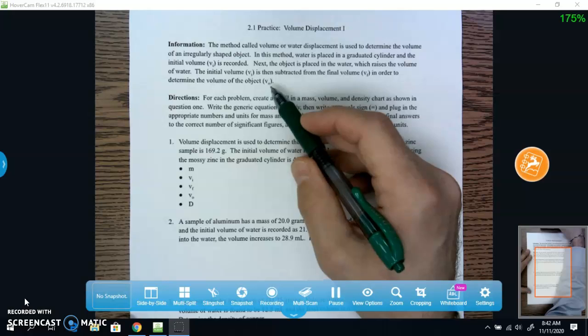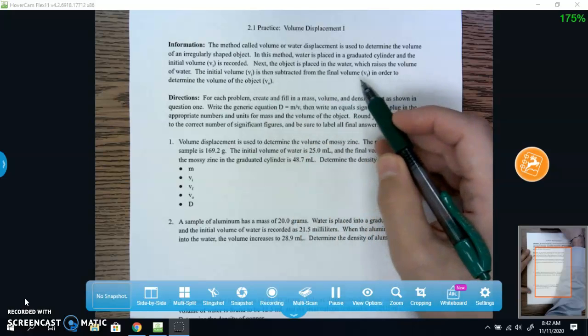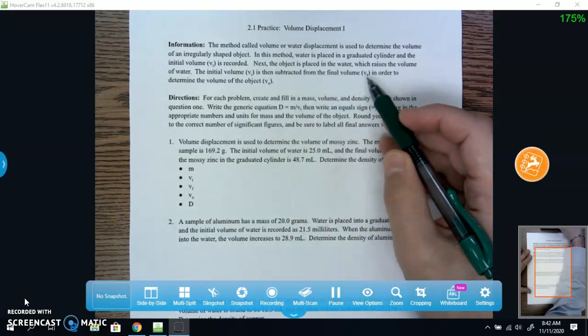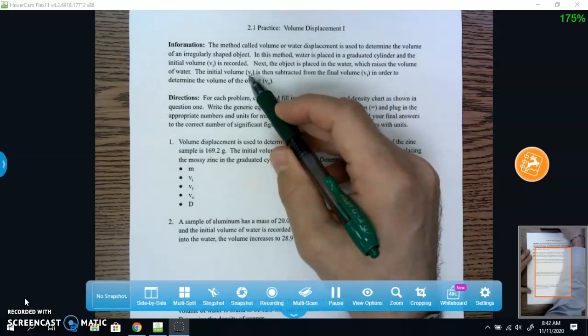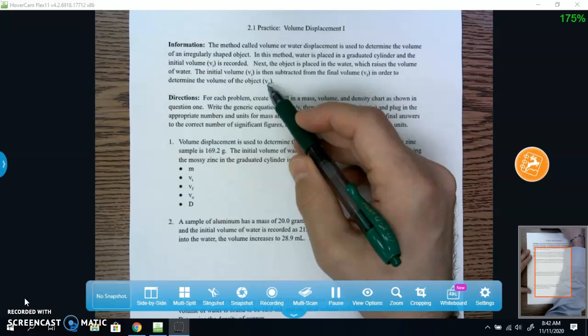So you can see in these types of problems, you're actually going to have three volumes. An initial volume of water in the graduated cylinder, and a final volume of water plus the irregularly shaped object in the graduated cylinder. The VF will always be bigger than the VI. And then you're going to subtract those two, VF minus VI, to get the volume of the object.